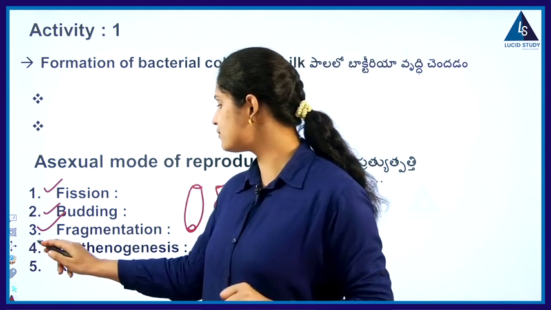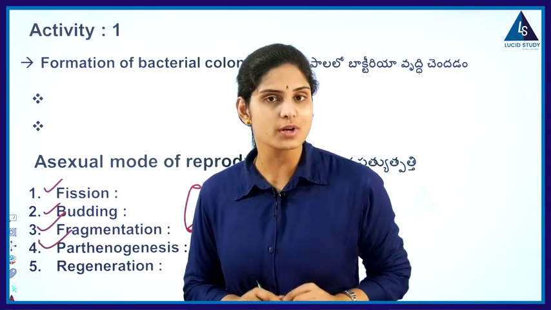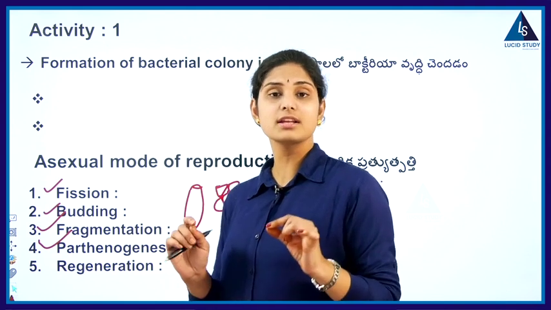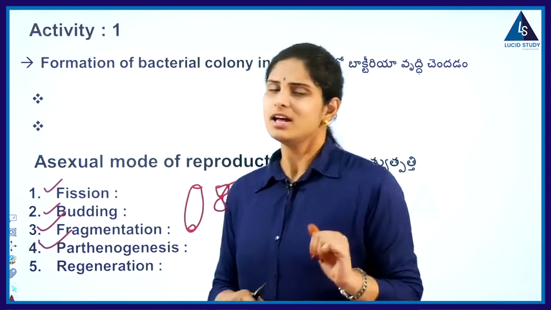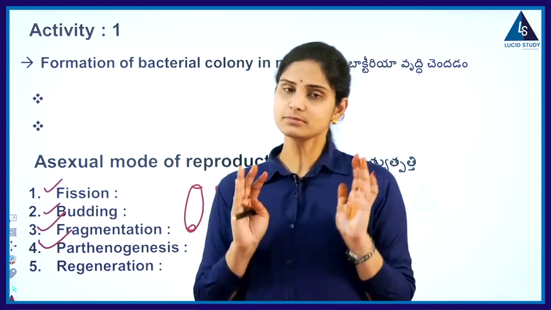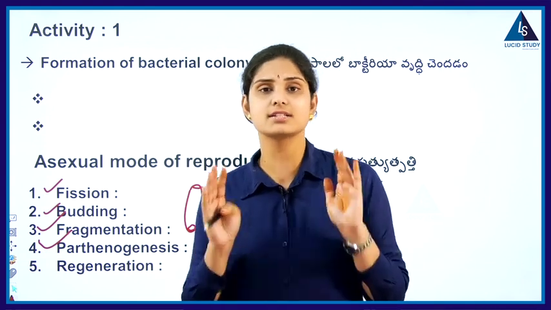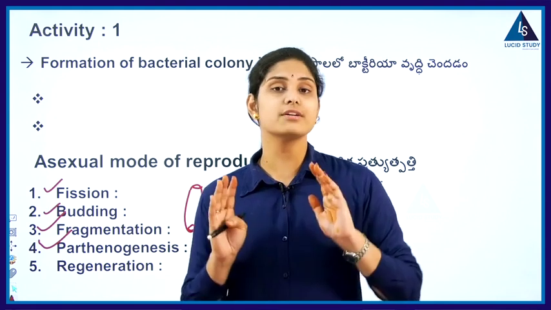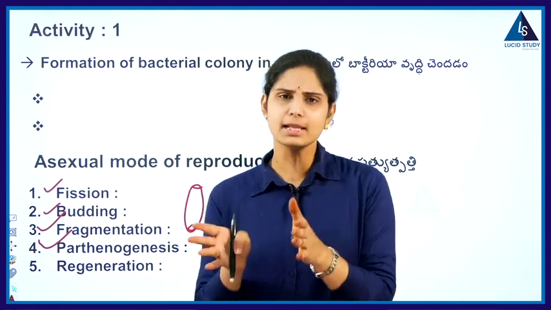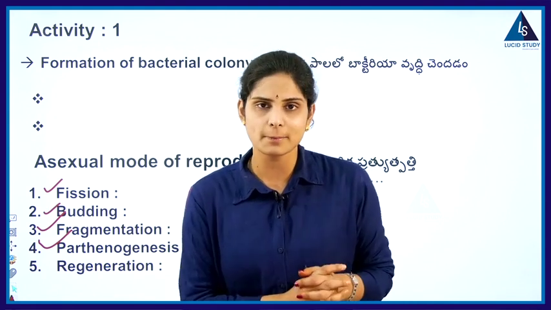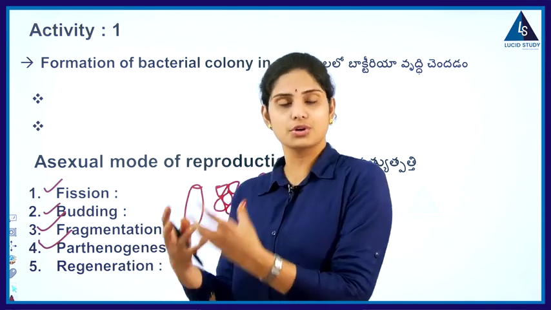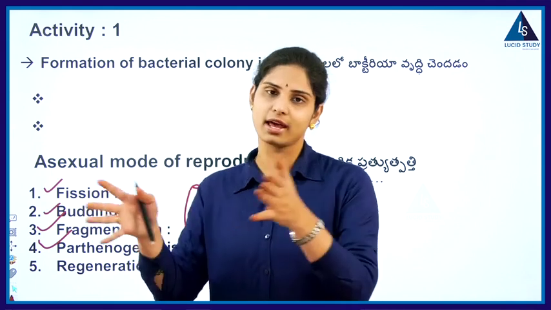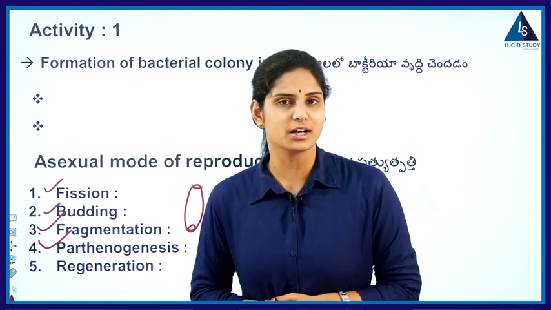Then we have the fourth type of asexual reproduction called parthenogenesis. Interesting, why? Because generally what do we know, always a fertilized ovum, or we say a fertilized gamete, helps in giving birth to the young one, and hence it develops ova such that they can undergo the process of fertilization and then give birth to the young one.